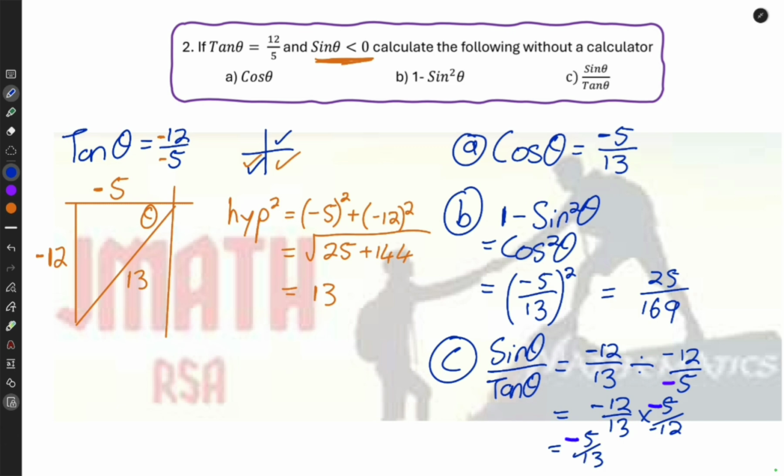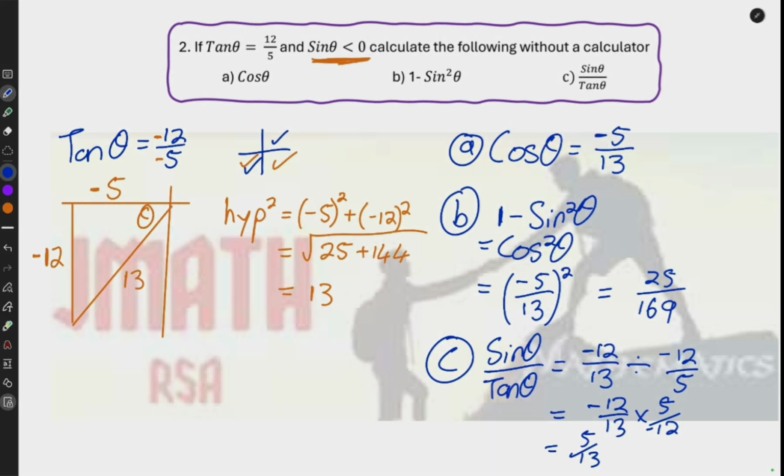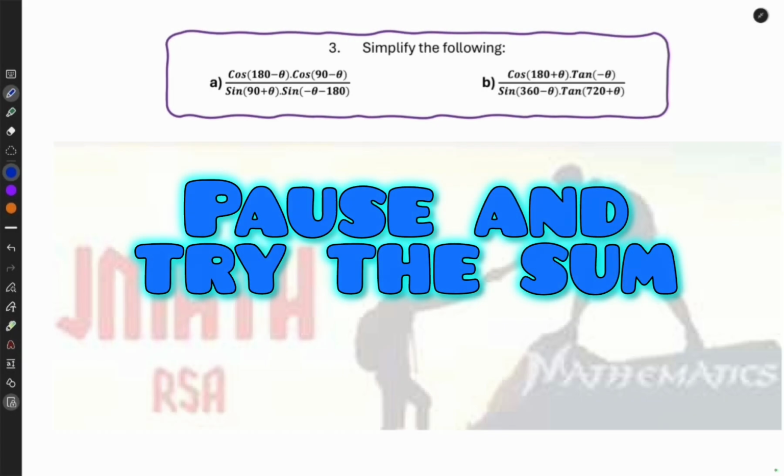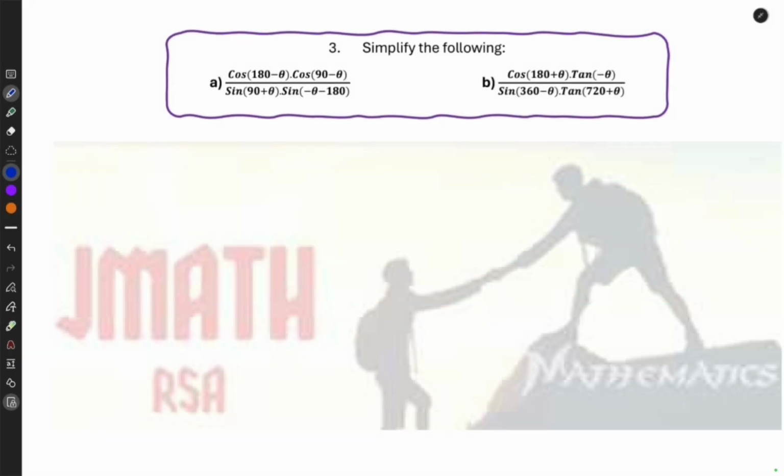How did this one go? Do you guys still remember this triangle type sums? Let's look at the next one. So now we're into reduction formulas. This is part of every section of trig, so you must really make sure you know these. Please watch enough videos until this is second nature, but let's go.